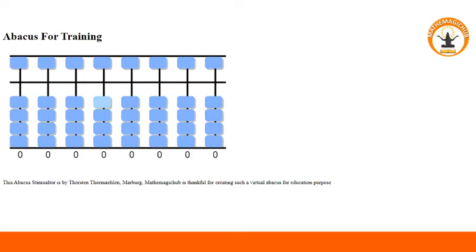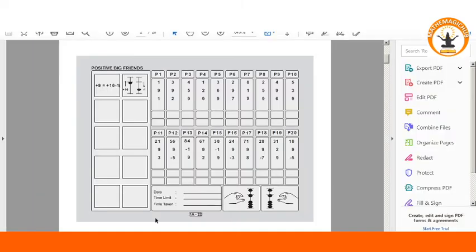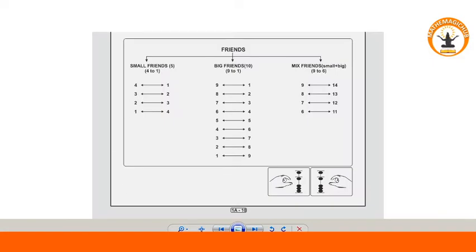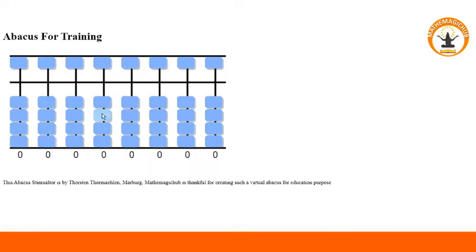We will take one more example. 3 add 9 add 2. We will take 3. For 9 add 10 less 1 and add 2. So the answer is 14.